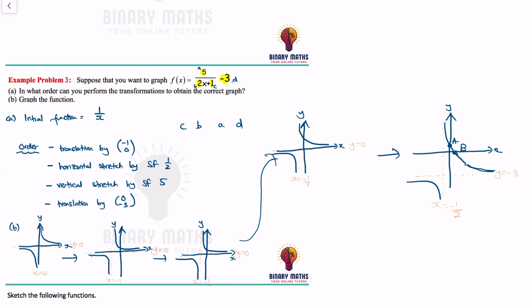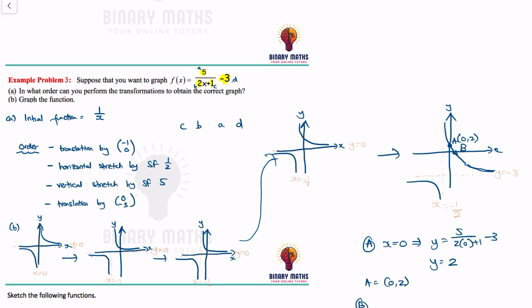Okay, so if you want to know what A is, at A we know x is equal to 0, which implies y is equal to 5 over 2 times 0 plus 1, minus 3, which means y is equal to 5 minus 3, which is equal to 2. So y is equal to 2. So that is 0, 2. A is equal to (0, 2).